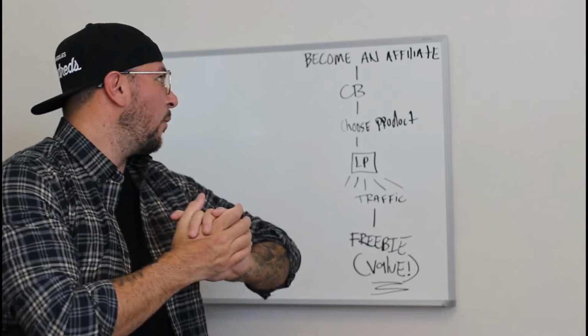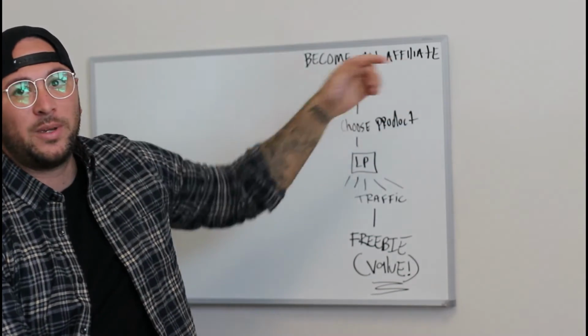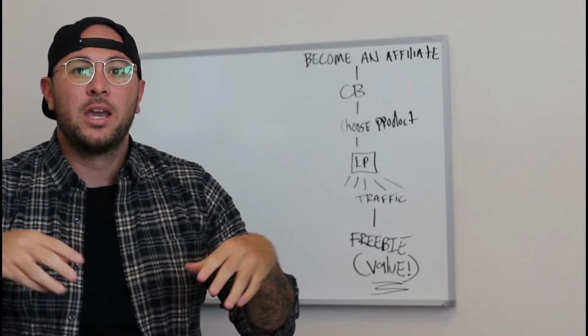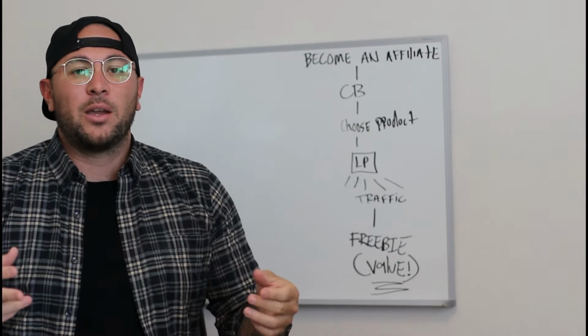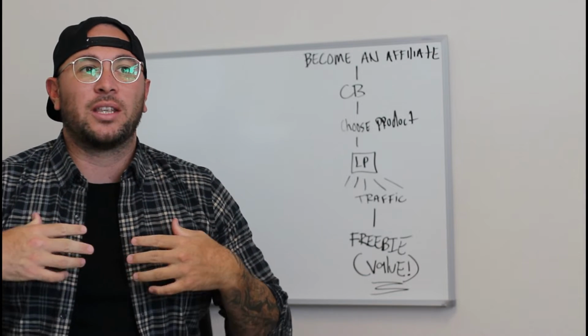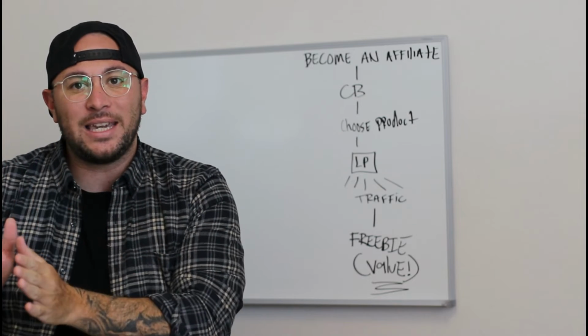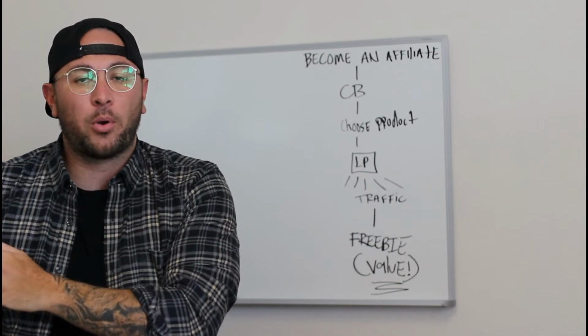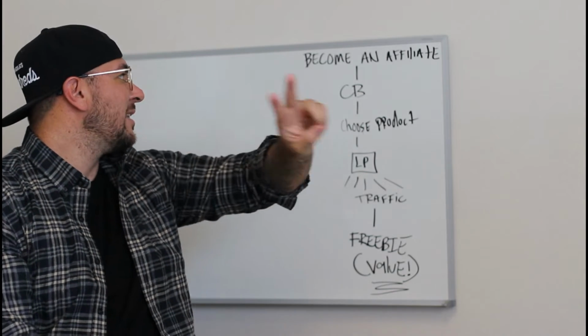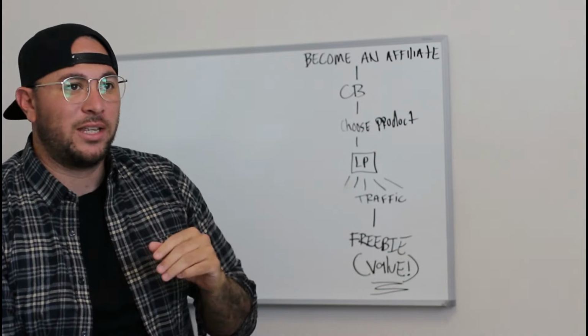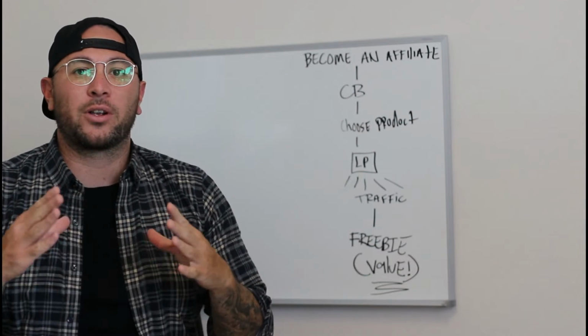Okay, so the first thing that we're going to do here is obviously we're going to become an affiliate. Okay, so as soon as we become an affiliate, we are going to get what is called a hop link, which is going to be our affiliate link that is going to be unique to us and whatever products that we're promoting.